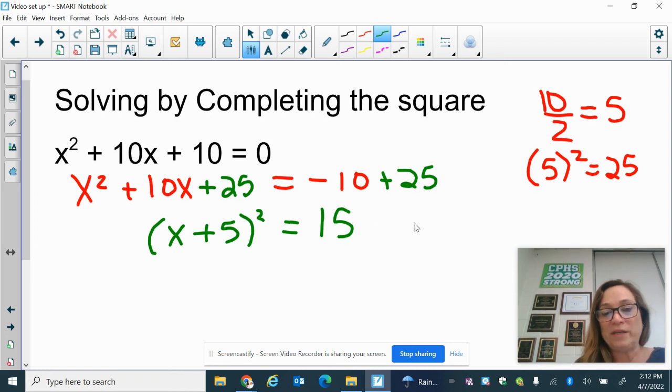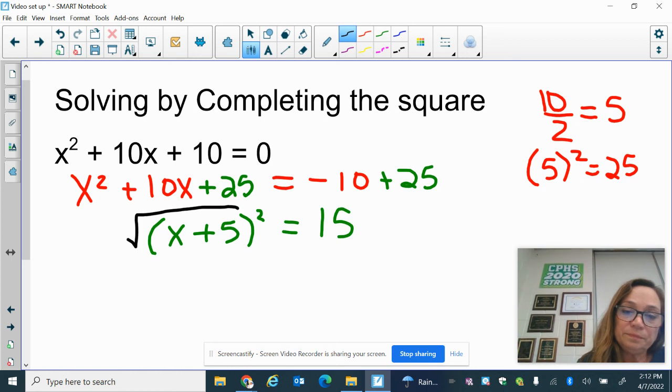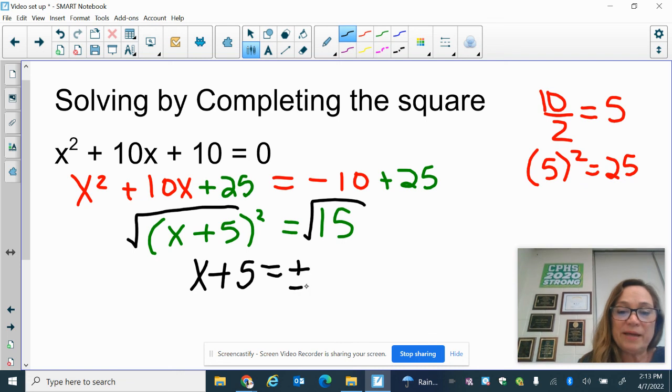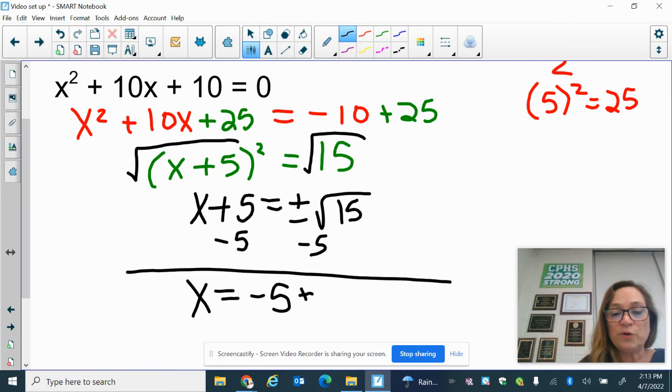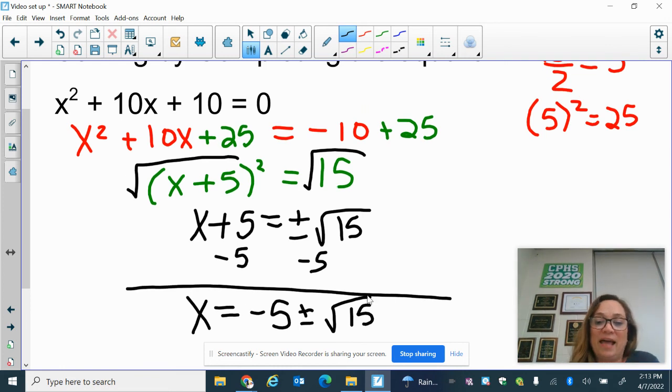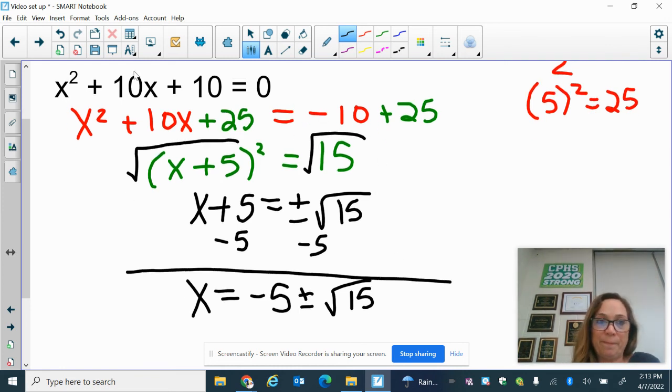15 is not going to give me a rational answer because 15 is not a perfect square. I'm still going to continue and take the square root. That gives me x plus 5 equals plus or minus square root of 15. The opposite of adding is subtracting, and this does look a little strange, but it works out nicely to x equals negative 5 plus or minus square root of 15. I'm going to leave it like that because it's an irrational answer.